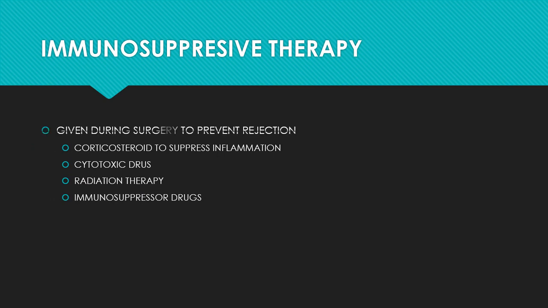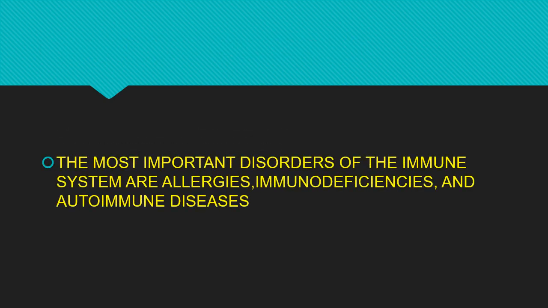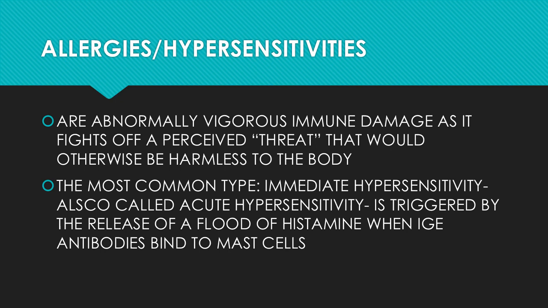Immunosuppressive therapy. They are given during surgery to prevent rejection, like the corticosteroids to suppress inflammation, cytotoxic drugs, radiation therapy, and so on. The most important disorders of the immune system are allergies, immunodeficiencies, and autoimmune disease. When we say allergies, hypersensitivities, they are abnormally vigorous immune damage as it fights off a perceived threat that would otherwise be harmless to the body.